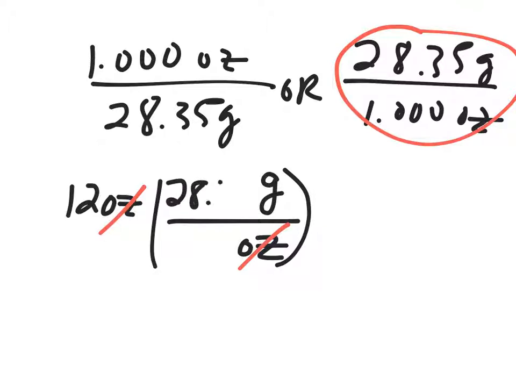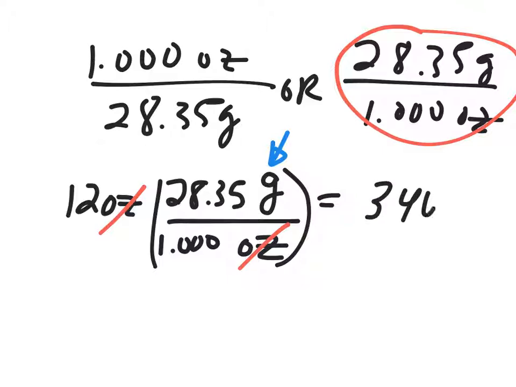So 28.35 grams is 1.00 ounces. So when I do this math, the ounces cancel out. That leaves me with units of grams, and the answer to that then is 340.2 grams. But I'm not done yet.